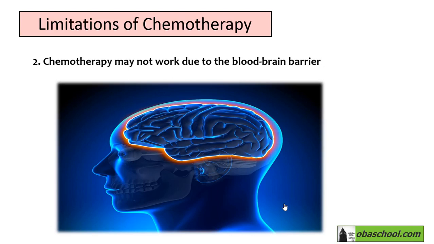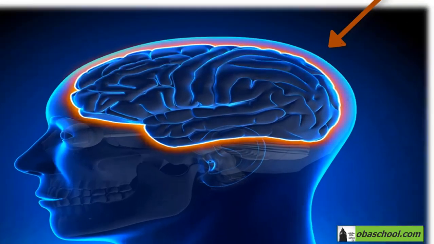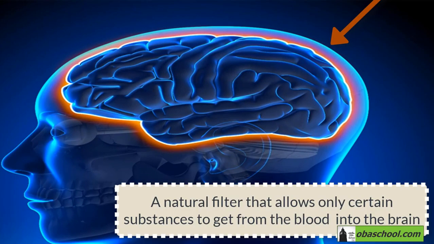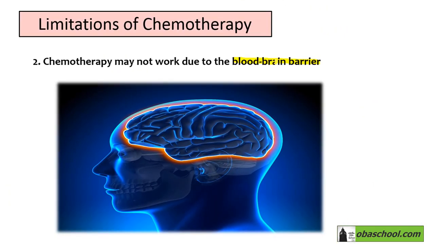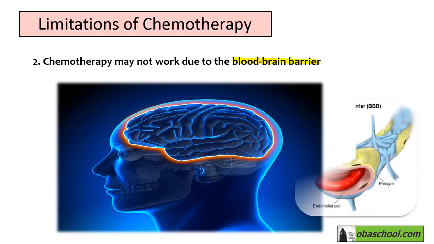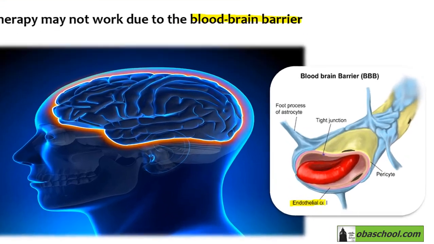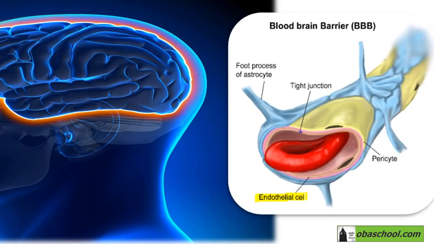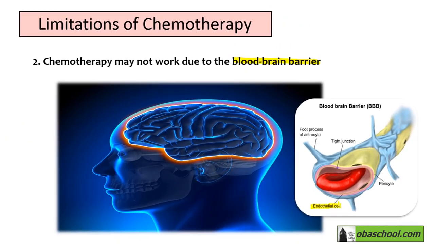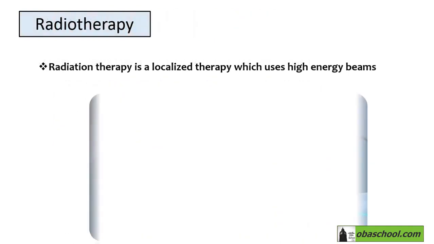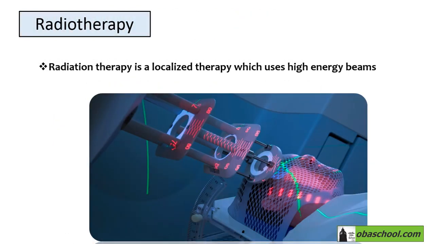Another limitation of chemotherapy is that it might not work due to the presence of the blood-brain barrier. The blood-brain barrier is a natural filter that only allows certain substances to get from the blood into the brain. This happens due to the presence of endothelial cells that will not allow the drugs to cross the barrier and reach the brain tumor.